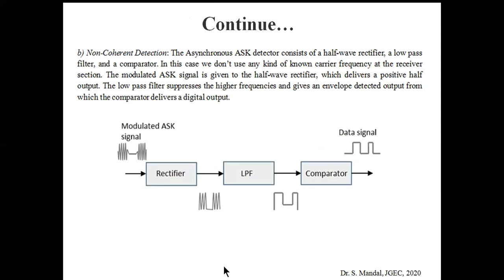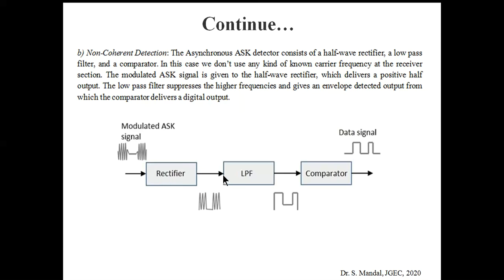Now coming to the next type of detection, non-coherent or asynchronous detection. In non-coherent detection, we don't use any locally generated carrier frequency or sinusoidal signal. Instead we use a rectifier, a low pass filter, and a comparator or decision making device. Let's see how it works. Initially we receive the modulated ASK signal at the rectifier. The corresponding output of the rectifier will look like this. That means the negative part of the signal is cut off, so we get the positive half of the output and the negative half is suppressed. Obviously this is a half wave rectifier.